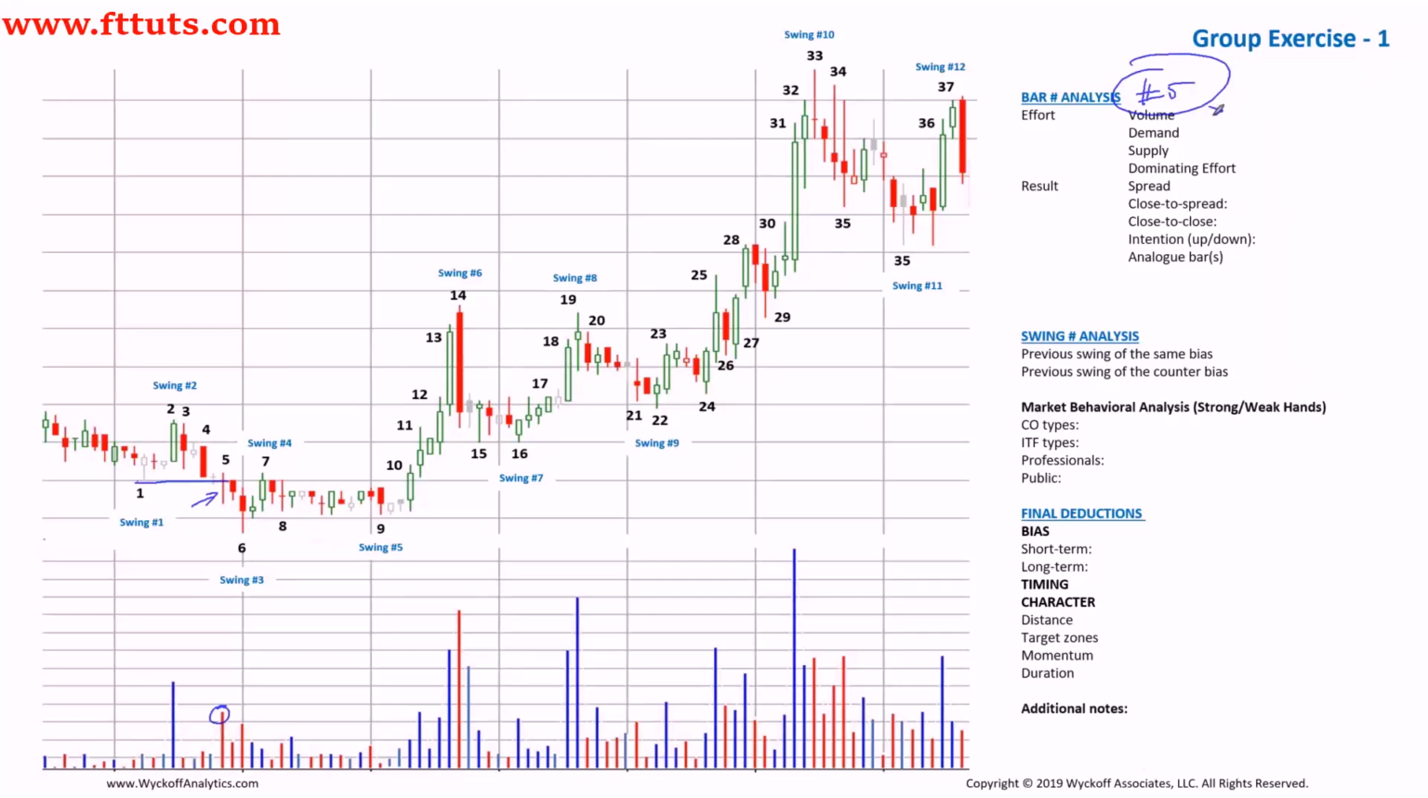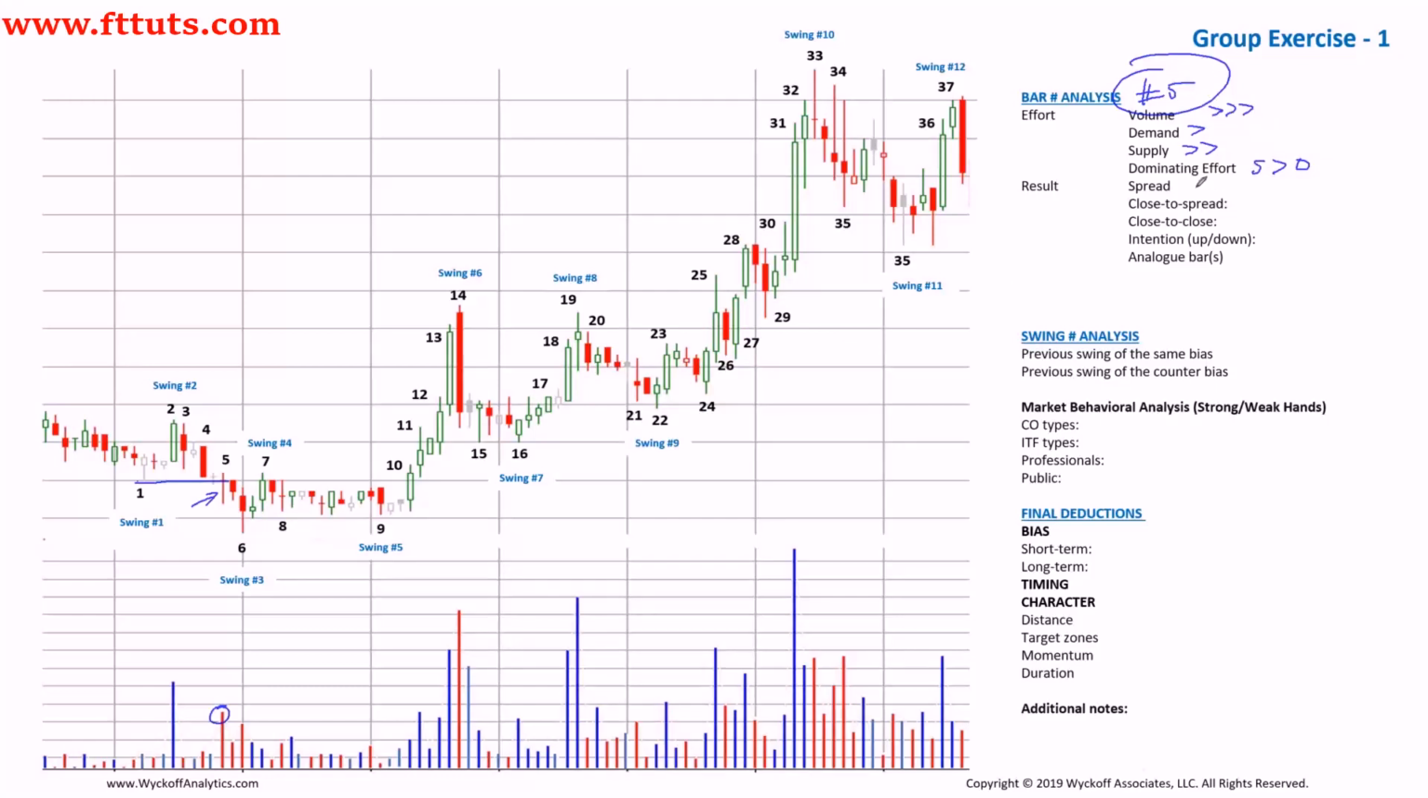The volume definitely has increased. Do we see an increase in supply just because the first move was to the downside? Yes, so supply has increased. Do we see an increase in demand? I would say yes, demand also increased. Yeah, absolutely. What is dominating as an effort? Probably supply is still dominating demand at this point of time. Some demand came in. We see this from the tail, right? So let's quickly go through the result.